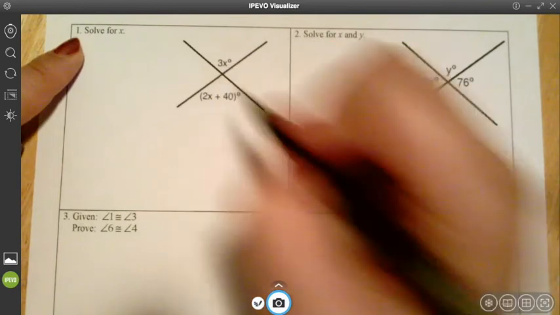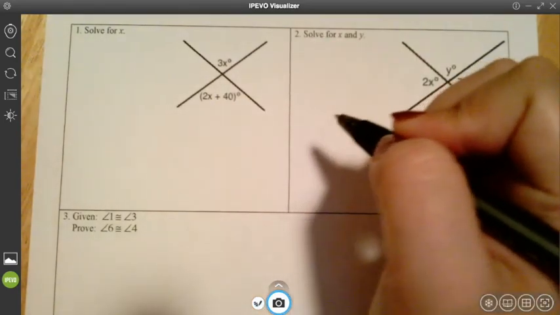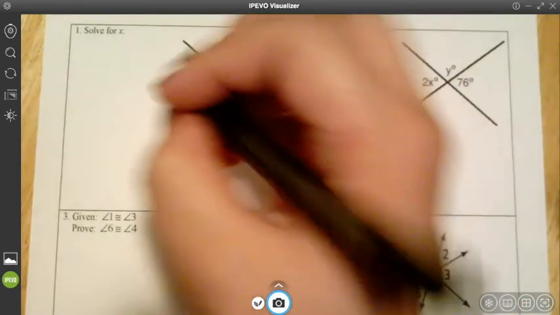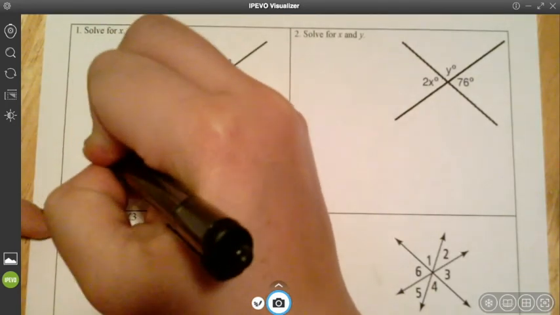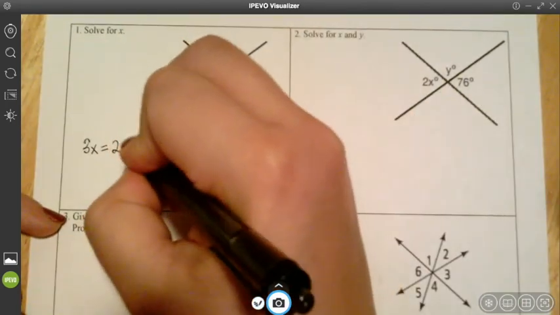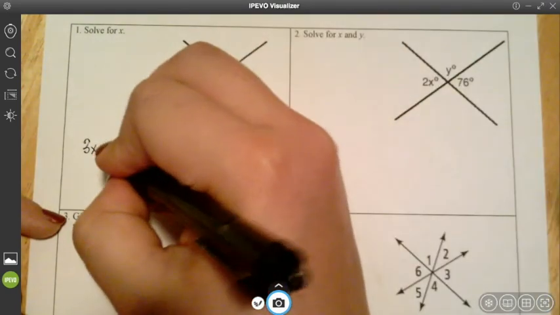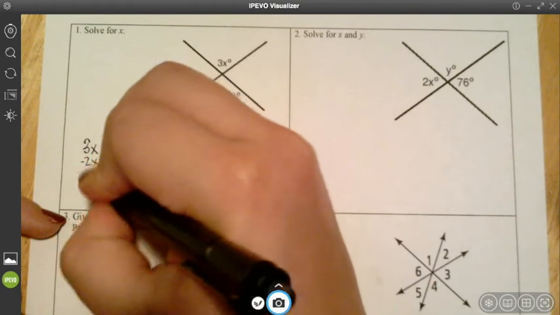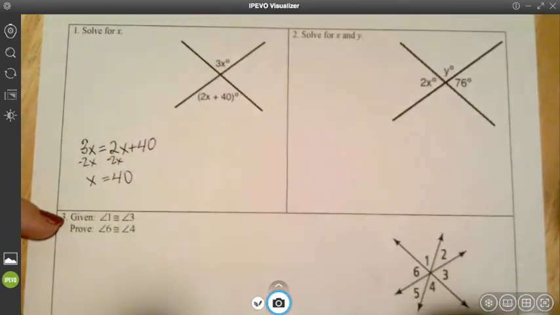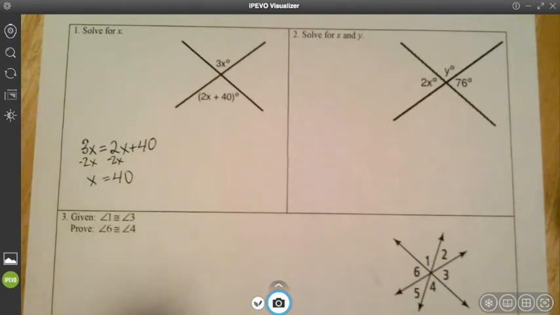If I want to solve for x, these are vertical angles. We just proved that vertical angles are congruent, so I can say 3x equals 2x plus 40. And then to solve for x, I need to subtract 2x. So x equals 40. Now, if this was a proof, those are the exact same steps I would use, but I need to give a reason as well.